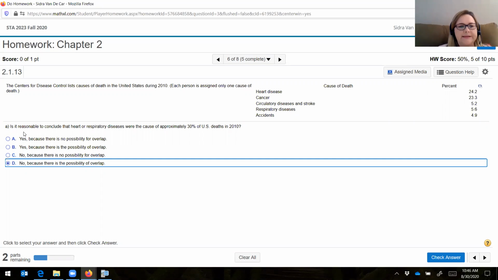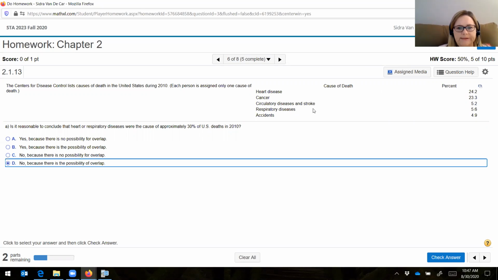All right. So is it reasonable to conclude that heart or respiratory diseases were the cause of approximately 30% of U.S. deaths in 2010? Okay, so this is the Center for Disease Control's list of cause of death in the United States during 2010. Each person assigned only 1 cause. Okay. So this is cause of death. Here are my percentages.